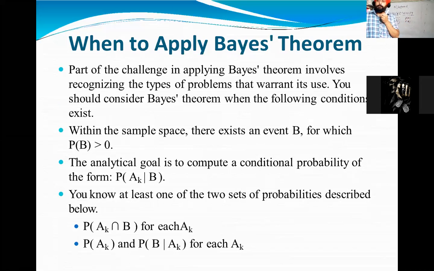So when to apply the Bayes theorem? Part of the challenge in applying the Bayes theorem involves recognizing the types of problems that warrant its use. You should consider Bayes theorem when the following condition exists within the sample space, because the sample space is all the possible outcomes. In the cards, there are 52 possible outcomes, and out of that one has to be taken into account. So there exists an event B for which P(B) is greater than 0. The main thing we have to see is this condition, P(A|B).